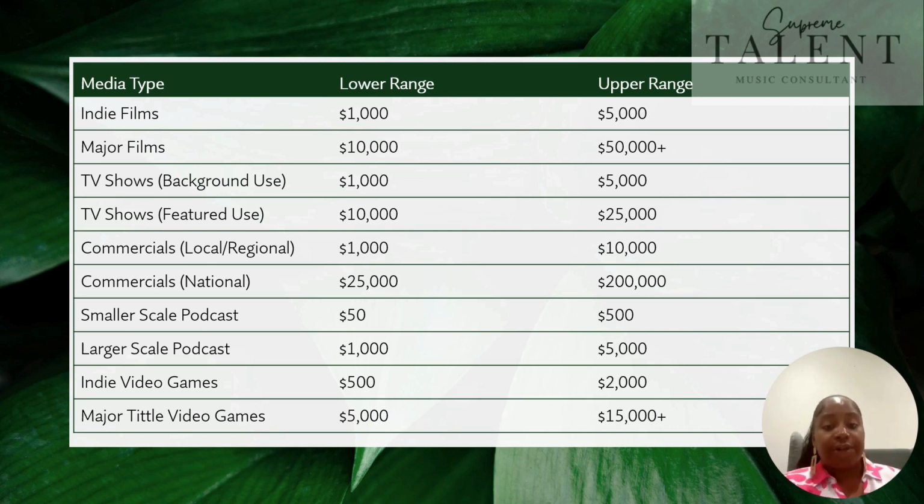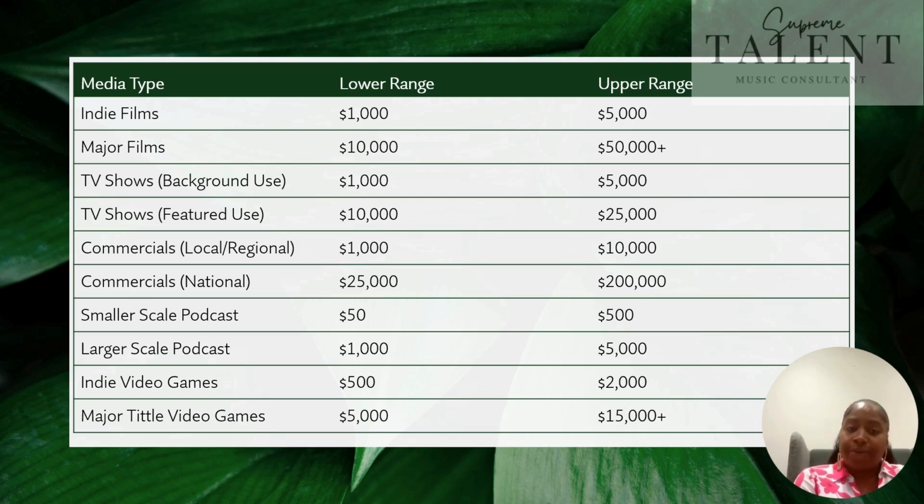If you're an independent artist looking at indie films to get your music placed in, they range from about $1,000 to $5,000, depending on the budget of the film. If they have a smaller budget, you may be looking at that $1,000 range or a couple hundred dollars. But if they have a bit of a larger budget as an indie film, and the song's going to be used in a prominent way, then you can expect to get closer to that $5,000 range.